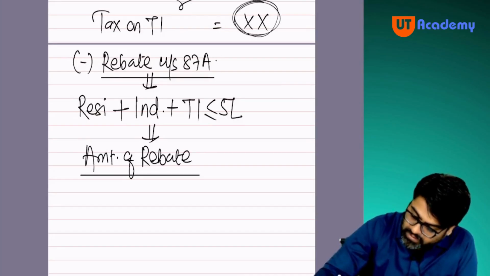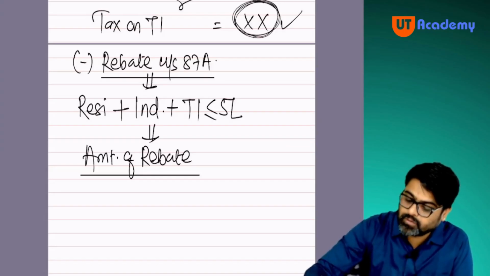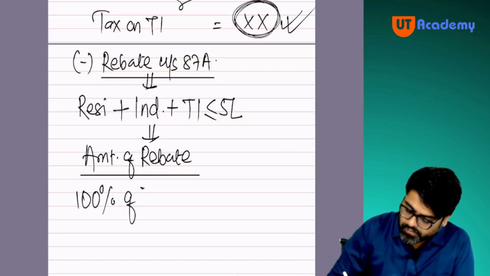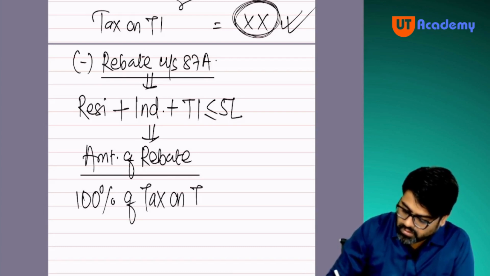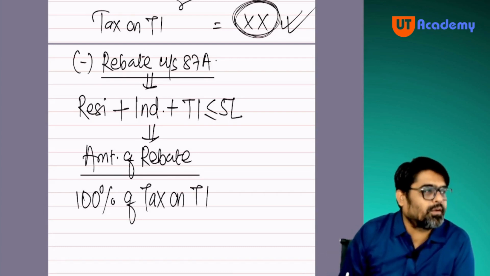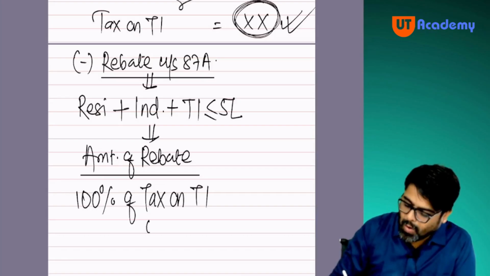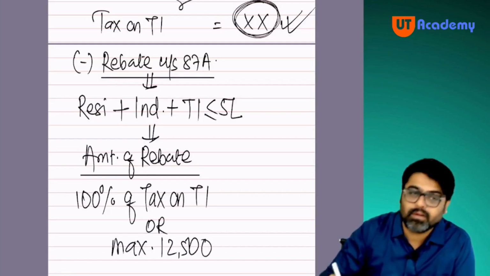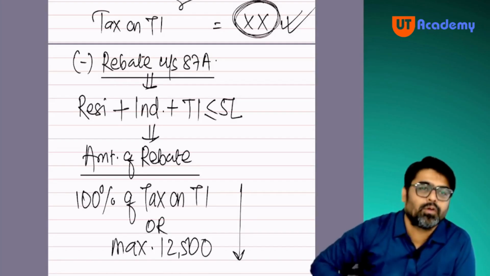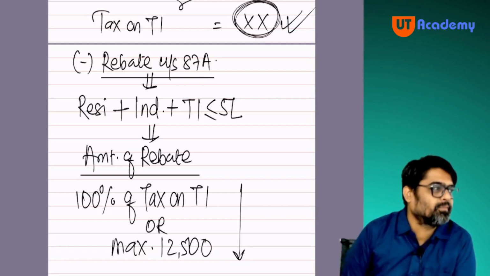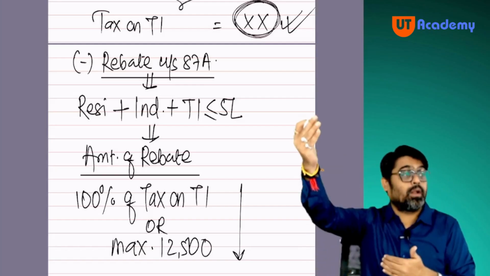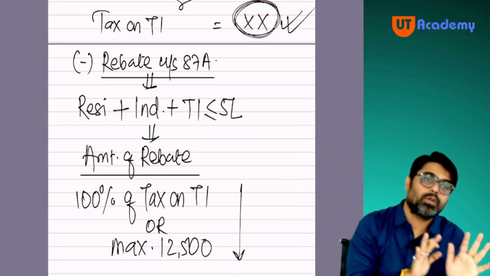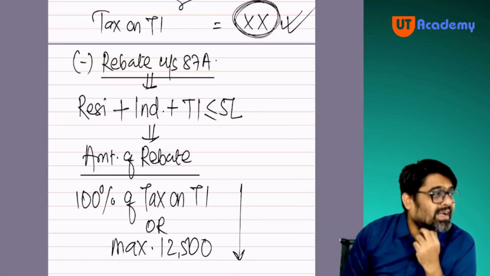This tax which you have calculated, 100% of tax on total income or maximum 12,000, whichever is lower. You are not going to get the full amount as rebate. Maximum is 12,500. Understanding or not?